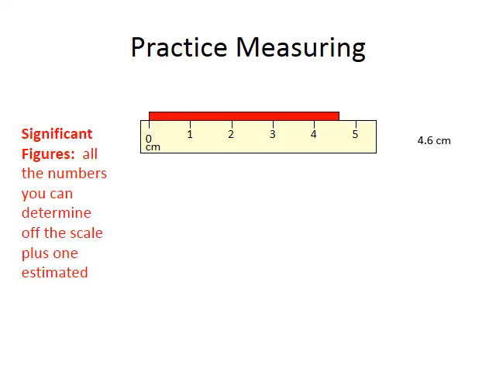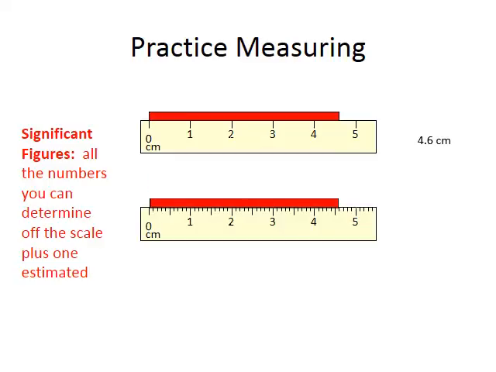Now, if I use a more precise ruler that's marked to the tenths place, I can know the length of this block with greater certainty. I can now tell that the block is between 4.5 and 4.6 centimeters, and that it's closer to the 4.6 mark. So I estimate that the block is actually 4.57 centimeters. And this is an appropriate number of significant figures to report for this ruler.